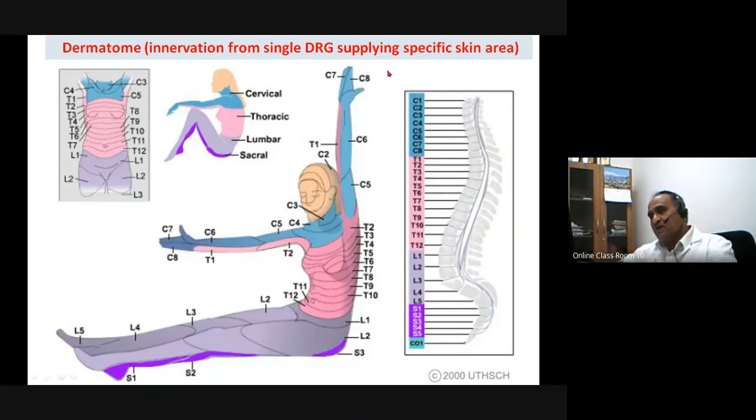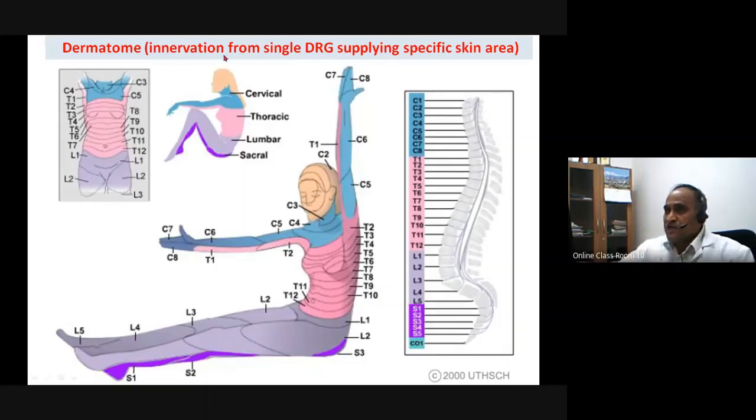So this is how the whole thing is distributed. This is the dermatome pattern. If you try to look into this picture and visualize it, whenever we are trying to map these things, sensory and motor examination and all those things, they can be visualized very easily. Suppose you have this in your mind, you will be able to answer very easily.